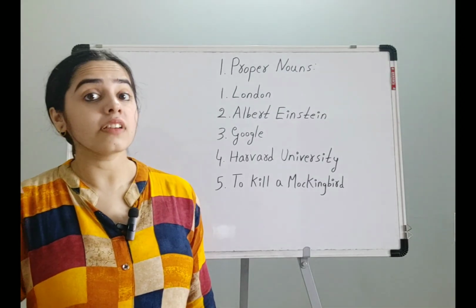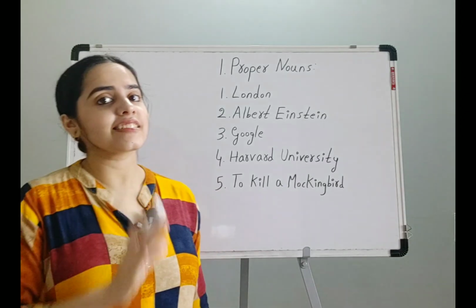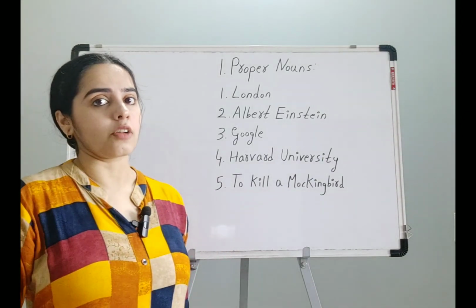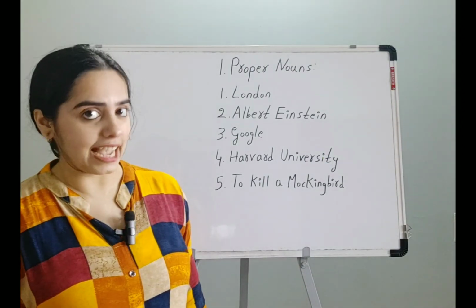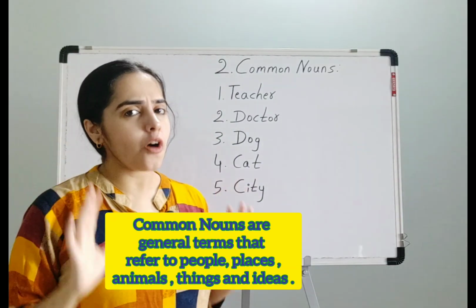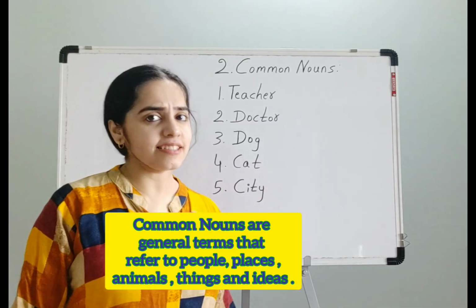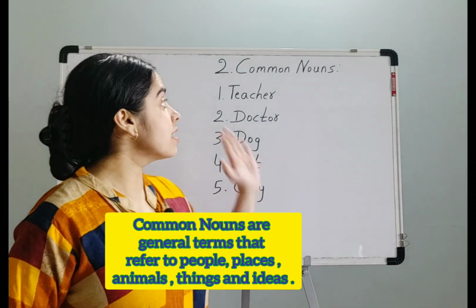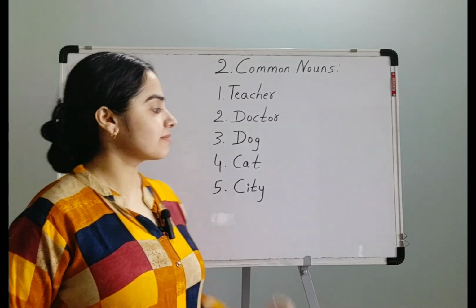Similar is the case for Albert Einstein. We are talking about one famous scientist, that is Albert Einstein. If we just say scientist, then it is common noun. But as we are talking about one famous scientist, that is Albert Einstein, hence it is proper noun. Common nouns. Common nouns are general terms that refer to people, places, animals, things and ideas. Examples include teacher, doctor, dog, cat, city.